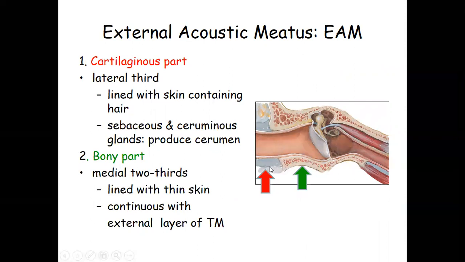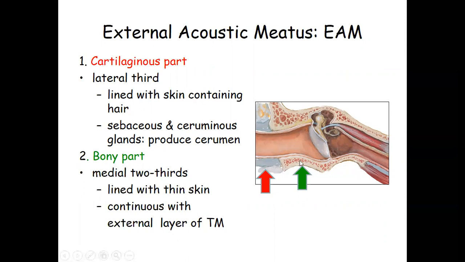This part is lined with skin. You can see here this is the skin that contains hair, and the skin also has sebaceous and ceruminous glands. The ceruminous gland produces the cerumen.